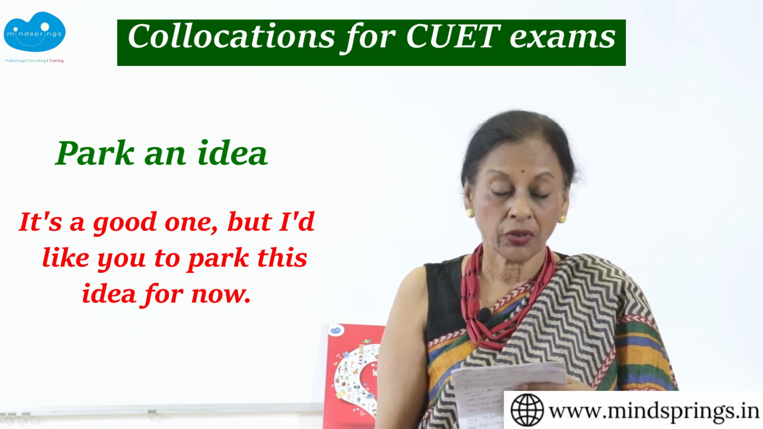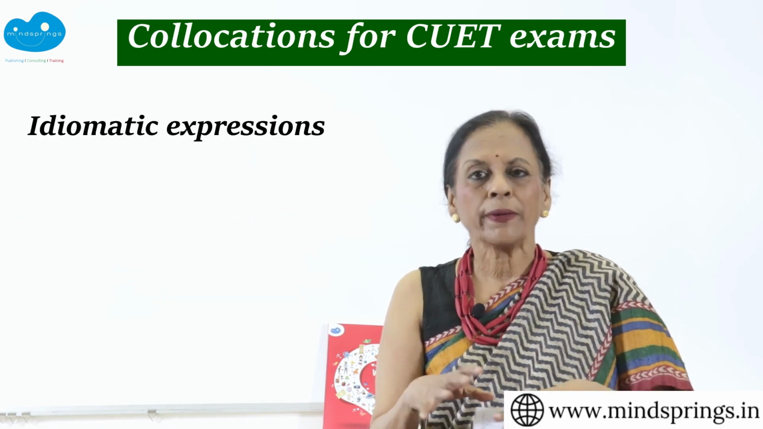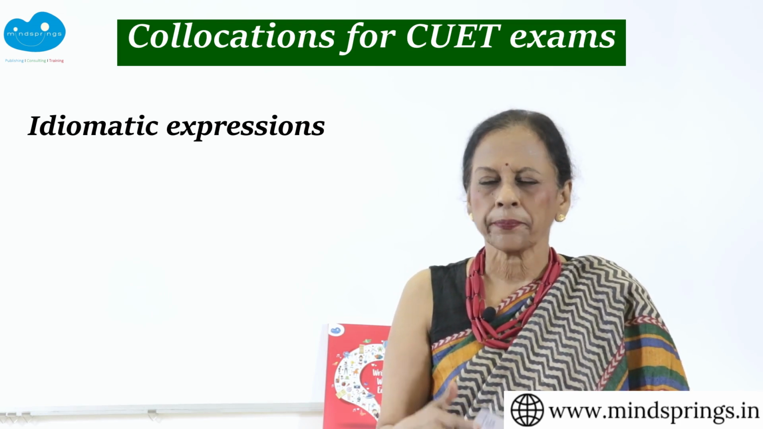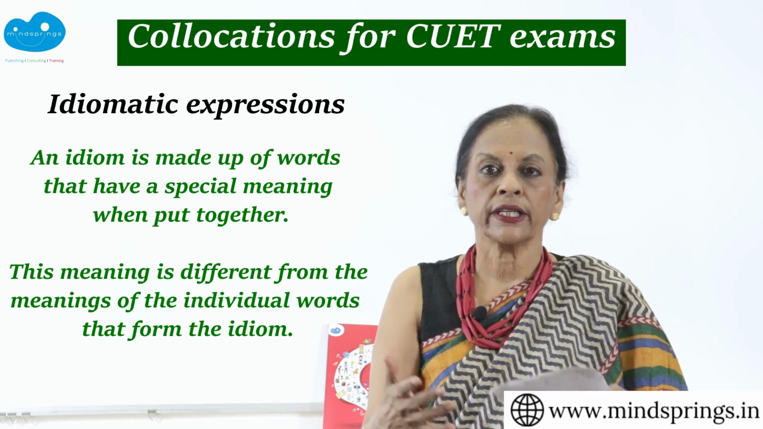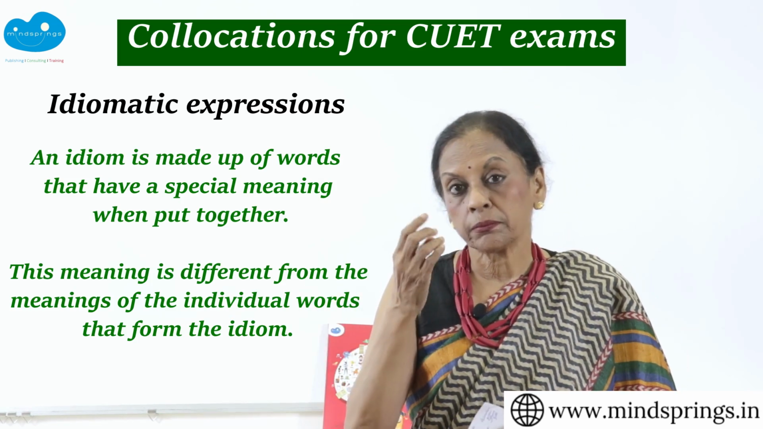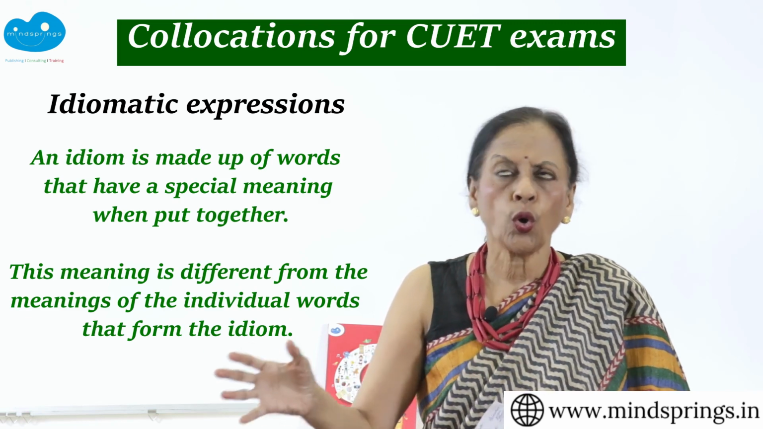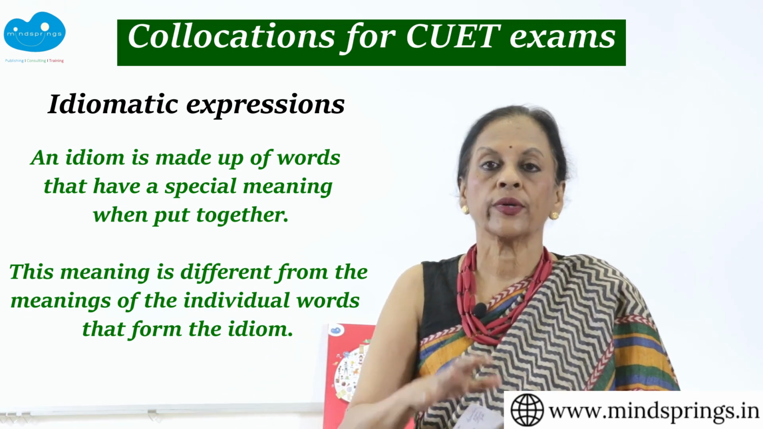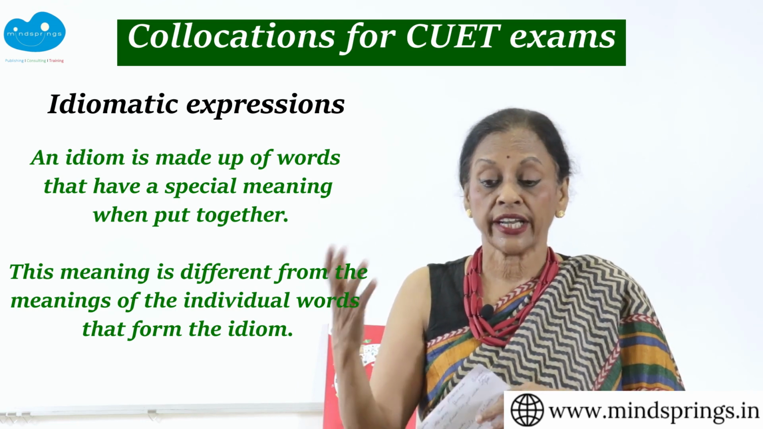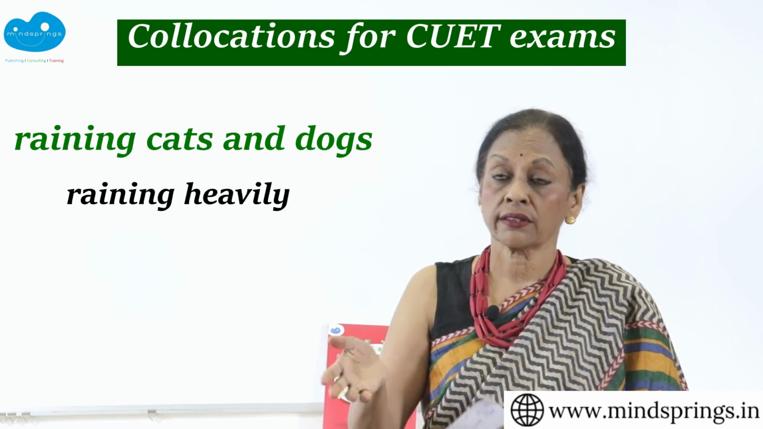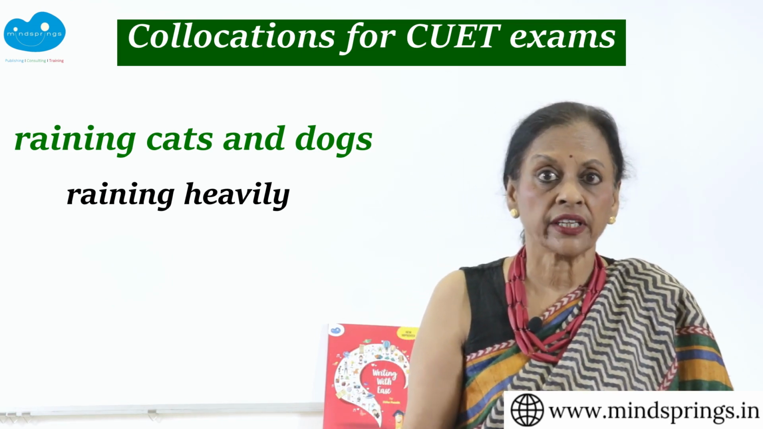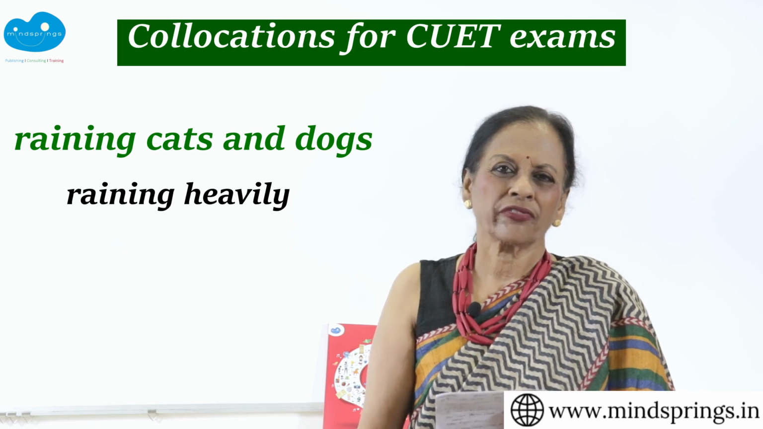So there you go. Then there are idiomatic expressions, small expressions that are idioms. Idioms are basically a combination of words where each word that makes up that idiom has no connection with the meaning. That's an idiom, right? So if you say it's raining cats and dogs, it doesn't mean the cats and dogs are really falling down from the sky, it just means it's raining heavily. Now that's a typical example of an idiom.